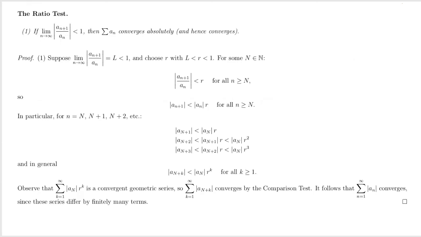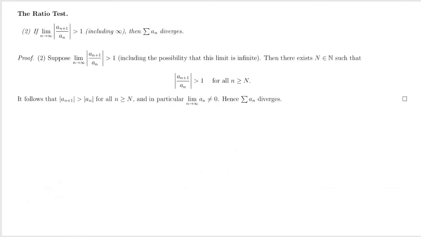Moving on to the second part of the ratio test, that part tells us that if the limit of the absolute value of the n plus 1th term over the nth term is greater than 1, including the possibility that it might be infinite, then the series that we're interested in diverges. And so to prove that, we'll start by assuming that that happens, assuming that the limit that we're looking at is greater than 1.